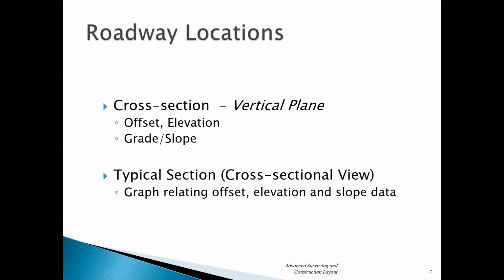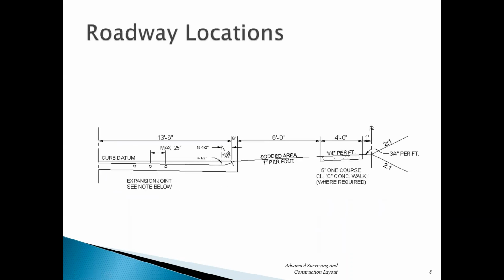Okay, cross-section is a vertical plane that is going perpendicular to the alignment. It's also referred to as a typical section. So this is a graph, again, that relates offset, elevation, and slope data. This is your center line out here where it says curb datum. It's showing you from the center of the road to the back of the curb. They're giving you a curb datum, and they're telling you certain pieces of information.